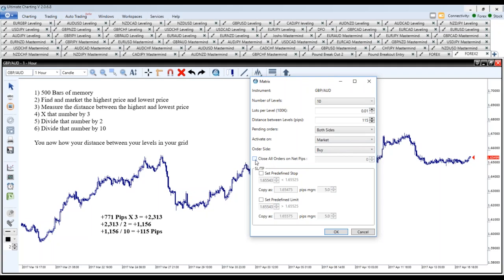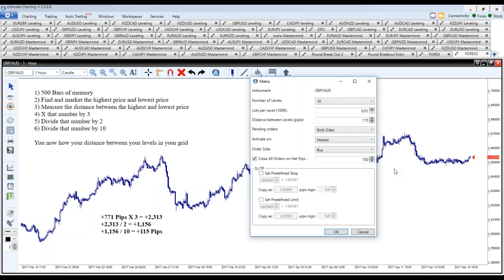Now, I have this button. It's called Close All Orders on Net Pips. If I type in 200, that means that whenever my P&L, profit and loss statement, becomes 200 pips, everything's closed out. All my grids are taken off the charts automatically, and I close the trade with 200 pips. If I type in 100, that means if I'm up 100 pips, I close out all my trades automatically. That can be done with 1 trade. That can be done with 5 trades. That can be done with 10 trades.